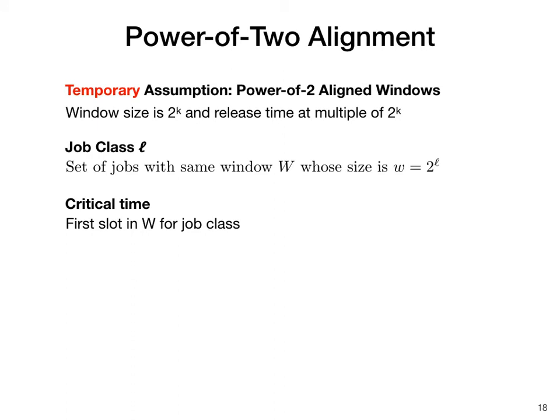As an intermediary step, we temporarily assume that windows are power of 2 aligned. That is, each job's window size is some power of 2 and has a release time that is a multiple of that window size. We need the notion of a job class, which is the set of jobs that have the same window. So, job class L is made up of those jobs belonging to the same window of size 2 to the L. The critical time for a job class's window is simply the first slot of that window.